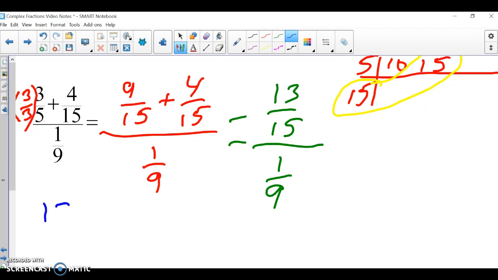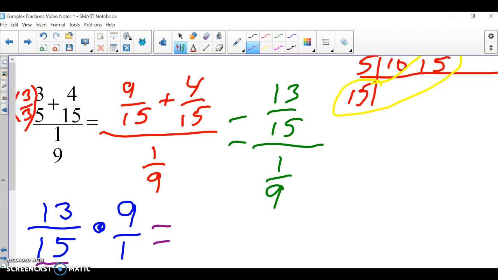So all I have to do now is I can skip to 13/15 times, and then I'm going to flip 1 over 9, so it's 9 over 1. Now I'm ready to multiply, but wait, you know what I see? I see that I can cross-simplify. So cross-simplifying is just like when you simplify a fraction up and down, but you can simplify a fraction that's diagonal. So I noticed that both 15 and 9 are divisible by 3. So 9 divided by 3 is 3, and 15 divided by 3 is 5. So I'm going to turn this into the fraction 13/5 times 3 over 1.